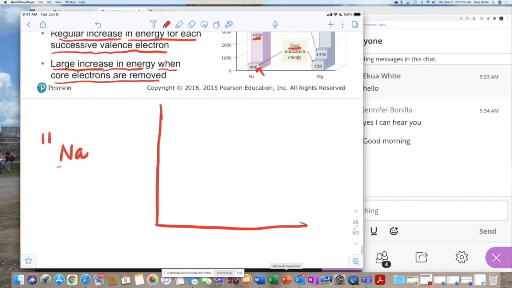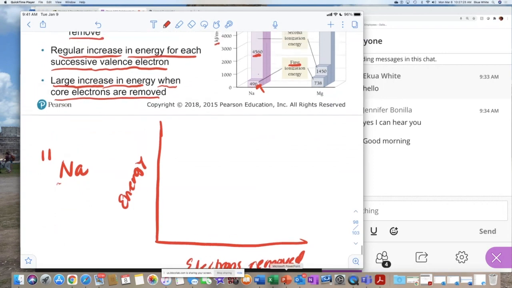This is for sodium. I'm going to show here electrons removed on the x-axis, and then my y-axis will be energy. So I'm going to draw this. You know how they stack this like this? I'm going to do it separately.